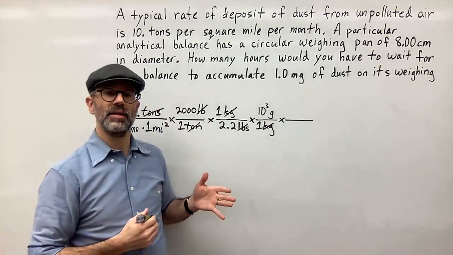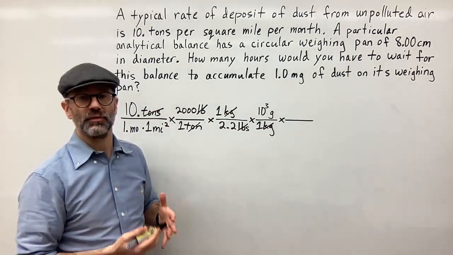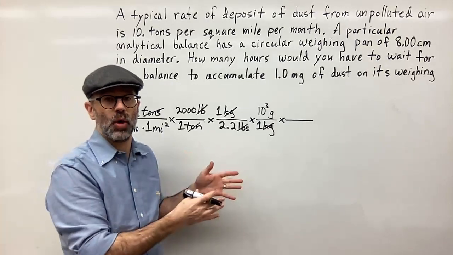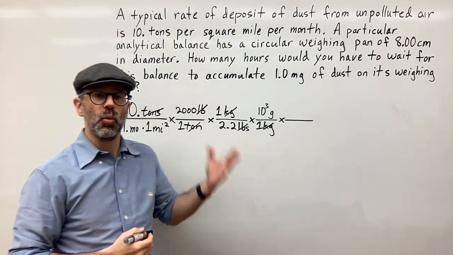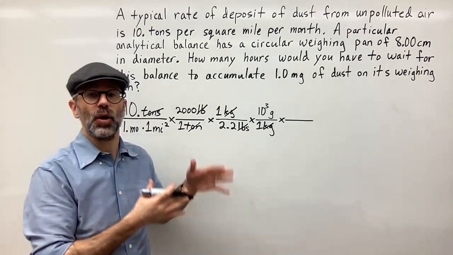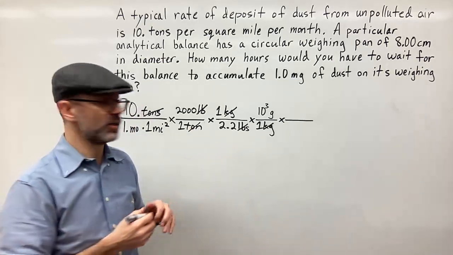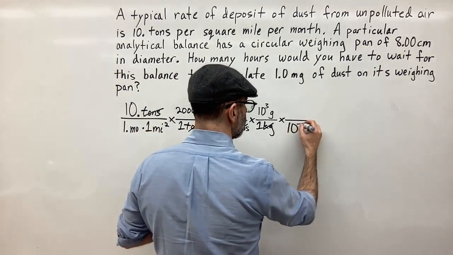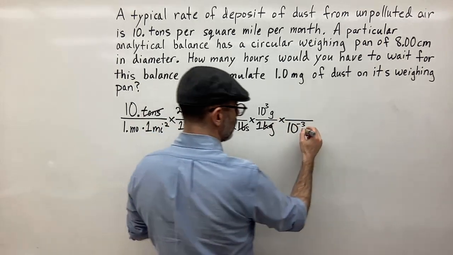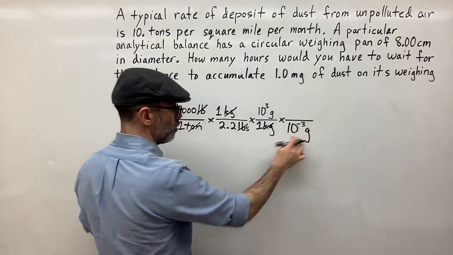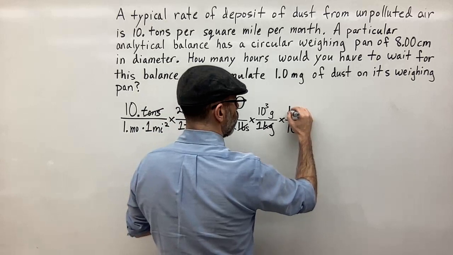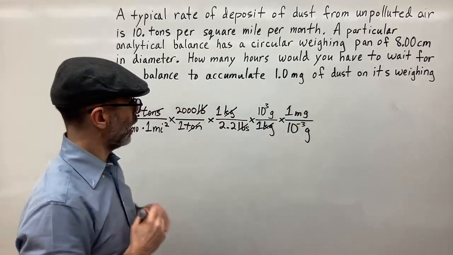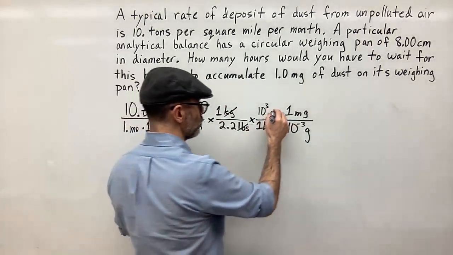And so milli is 1/1000th of a gram. So it's going to take 1,000 milligrams to equal 1 gram, or 1 milligram is equal to 1/1000th of a gram. Either way works. I'm going to use 10 to the negative 3 for 1/1000th of a gram on the bottom. So grams goes on the bottom, and I'm going to put 1 milligram on top. So grams cancels out.